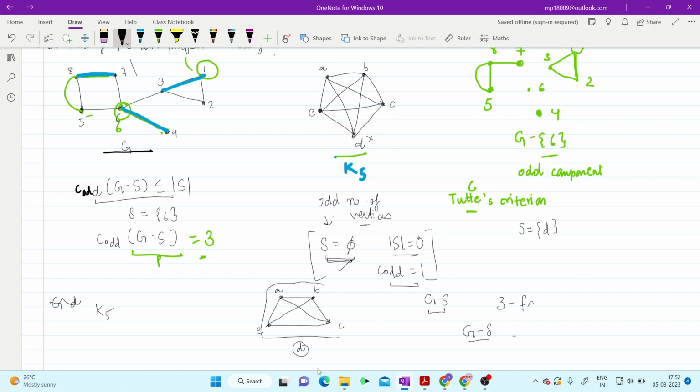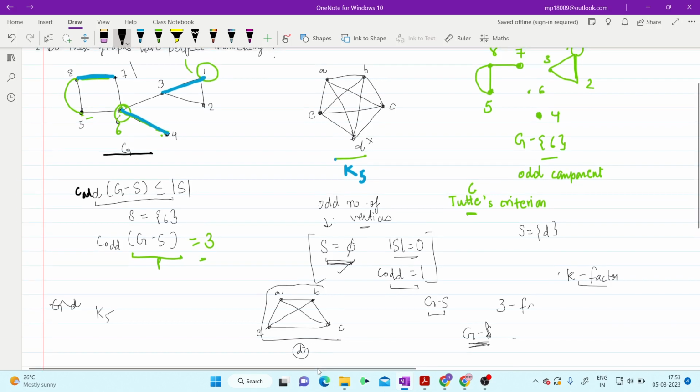So this is a three factor, but basically when we are talking about a k factor, we are talking about subgraphs that should include all vertices. So your G minus D is not a three factor for K5. Okay, ma'am. Now it's clear, ma'am. Thank you.